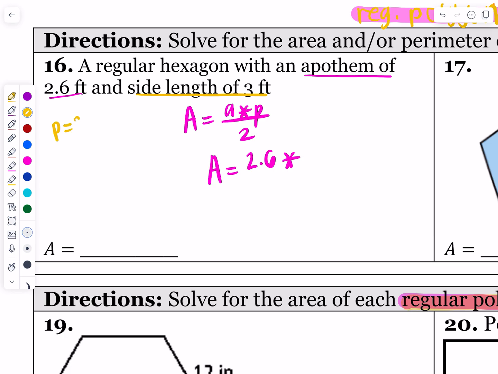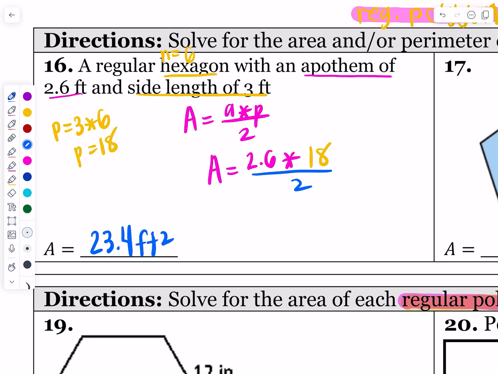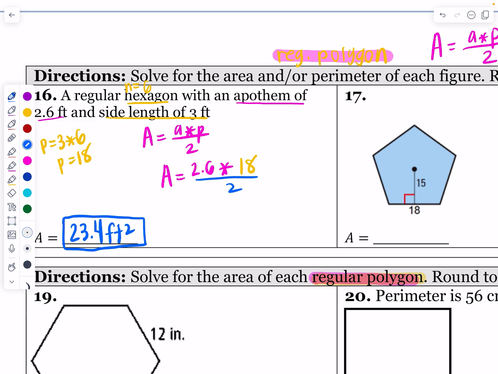So if my side length is 3 feet and I have a hexagon, well, a hexagon is 6 sides, so that's going to be 3 times 6. So what is my perimeter? My perimeter is 18. So this is going to be 2.6 times 18, and then that's going to be divided by 2. Type that in, 2.6 times 18, 46.8, and then you divide that by 2, and you get exactly 23.4 feet squared, because this is area. So 23.4 feet squared. Even though I don't have a picture, that is the area of that regular polygon, because they do tell me that it's regular.